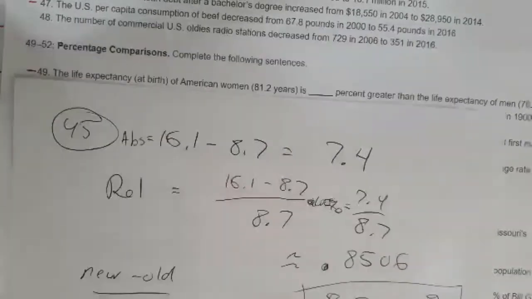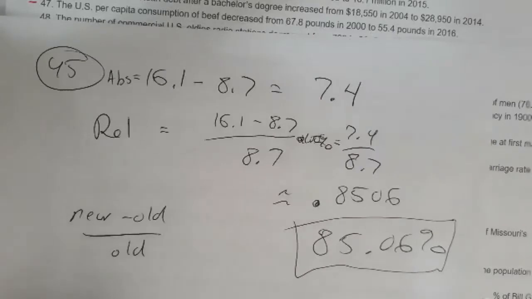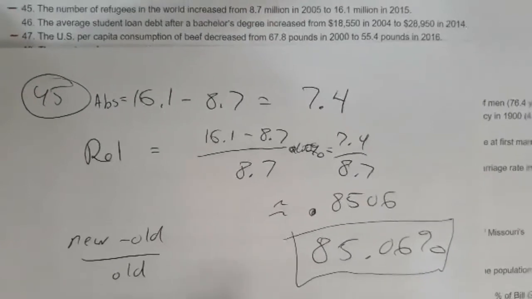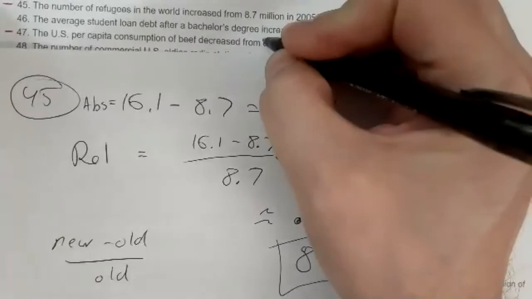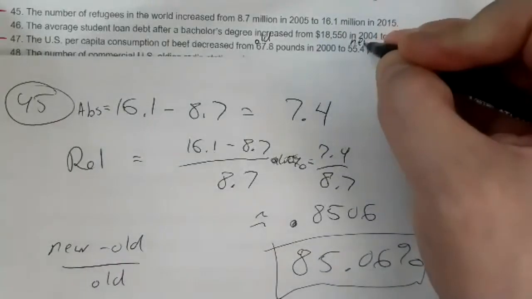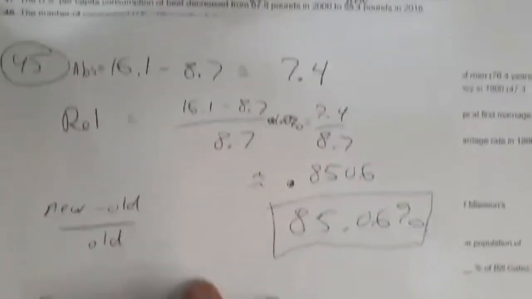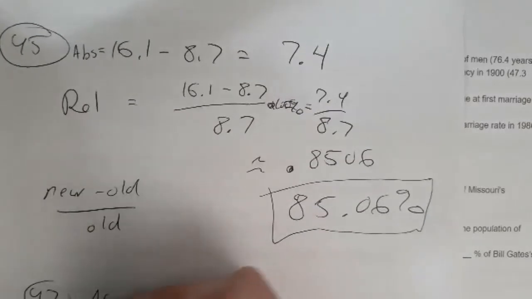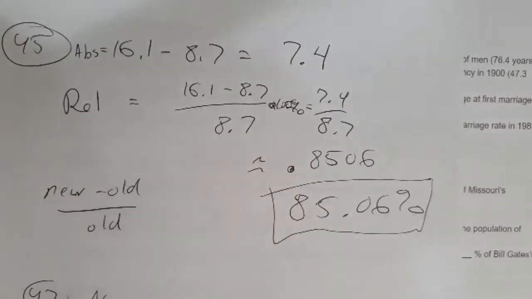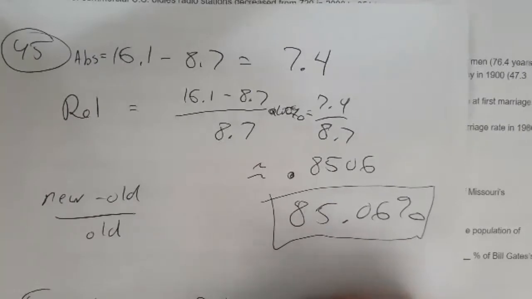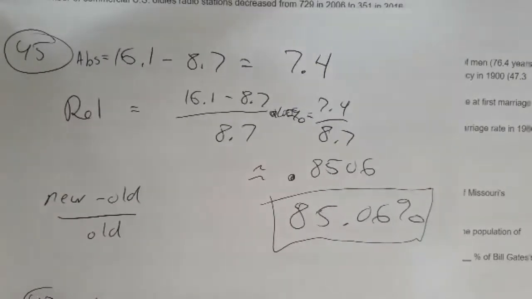Number 47 says I'm going from where to where? 67.8 to 55.4. So this one is my old, and this one is my new. Maybe this might be a little bit weird, because when I do new minus old for my absolute, what sort of number am I going to get here? 67.8 minus... What's the sign on the number, is what I'm really asking. I hope you all notice that.